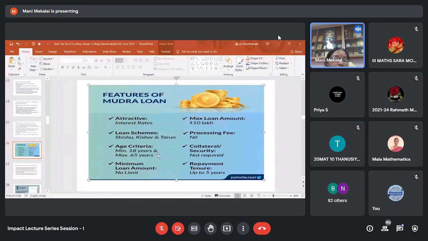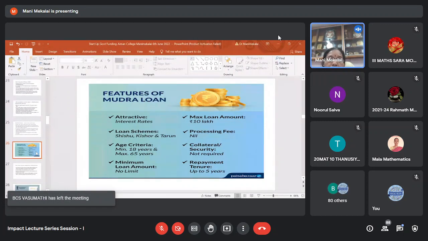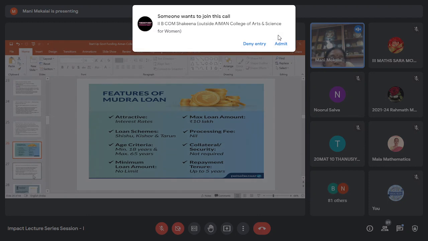And so the Mudra scheme's features are very attractive in terms of interest rate. And you have 3 categories: for service, for manufacturing, for trading. Then age is up to 65 years. So unlike other programs where it is 18 to 35, only for the youngsters, it is open to all the people. Minimum loan amount, no limit. Maximum loan amount 10 lakh. No processing fee. Collateral security not required. Repayment tenure up to 5 years. So you can decide the repayment.